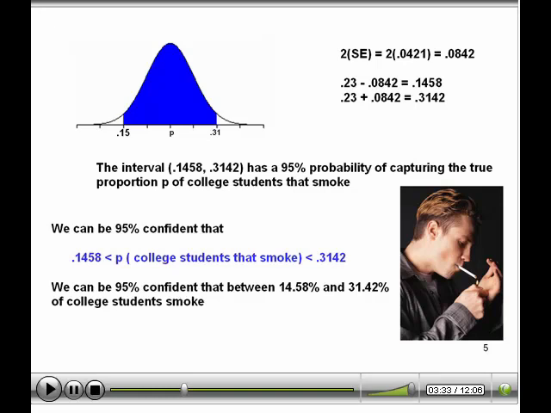Now, if we consider 2 standard deviations on either side of 0.23, we find that the interval from 0.1458 to 0.3142 has a 95% chance of capturing the true proportion of college students that smoke. If we convert this to percent notation, we can state with 95% confidence that between 14.58% and 31.42% of college students smoke.